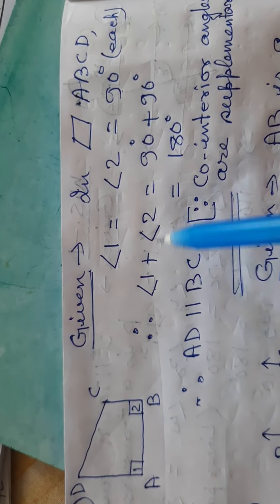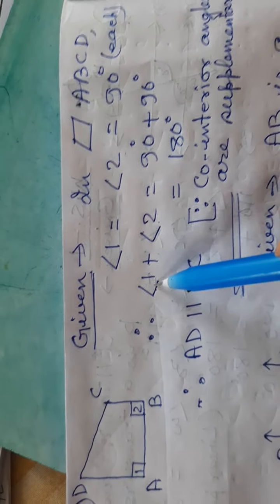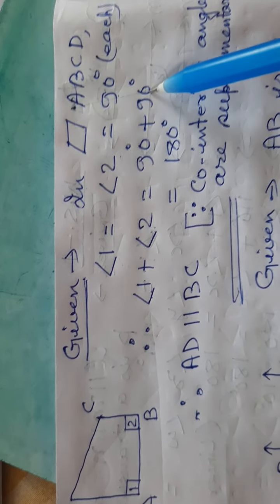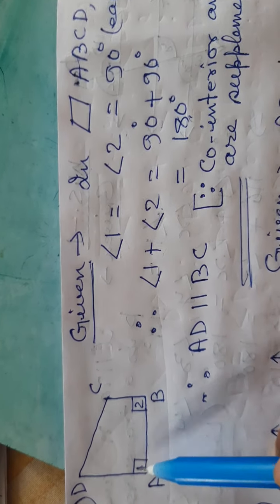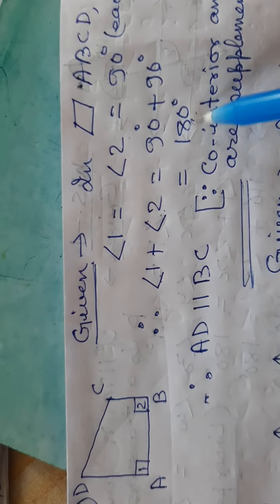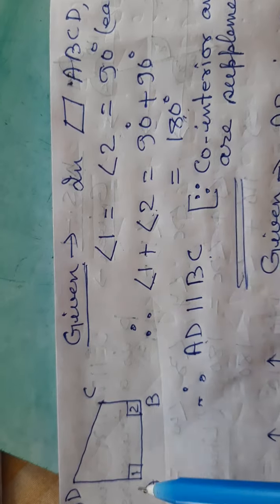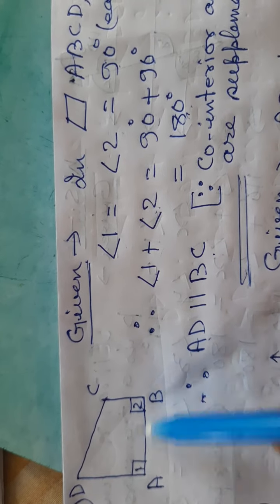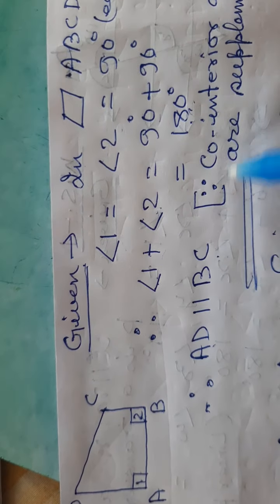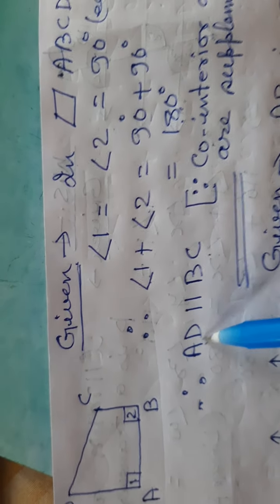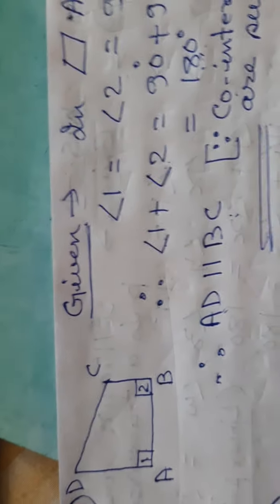Therefore, angle 1 plus angle 2 is equal to 90 plus 90, 180 degrees. Angle 1 plus angle 2 is equal to 180 degrees. Therefore, AD parallel BC, since co-interior angles are supplementary, the sum of co-interior angles is 180 degrees. Co-interior angles are supplementary, hence the lines are parallel. Now question number 3.